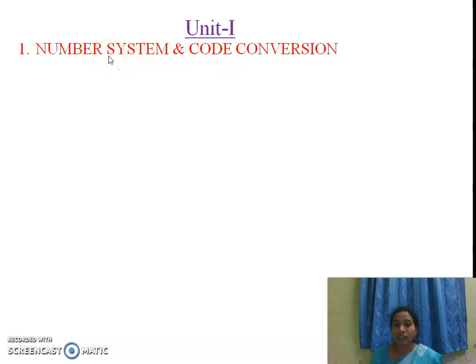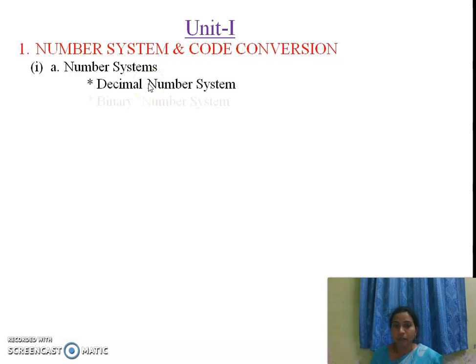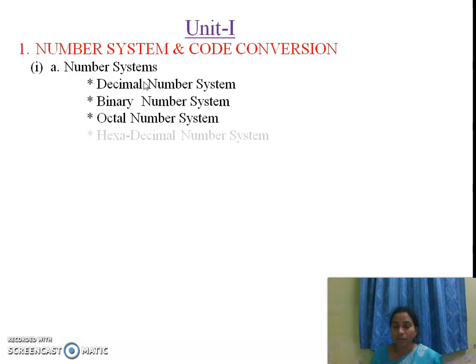Now let's see number systems and code conversions. First you should learn the number systems. We already know that number systems are classified into different types: decimal number system, binary number system, octal number system and hexadecimal number system. Here we will learn some basic points. What is the radix of each number system? For example, decimal radix is 10, binary 2, octal 8, hexadecimal 16.